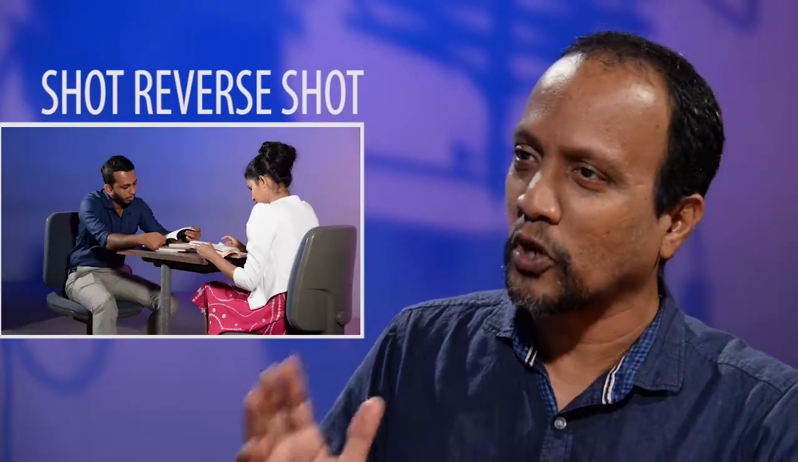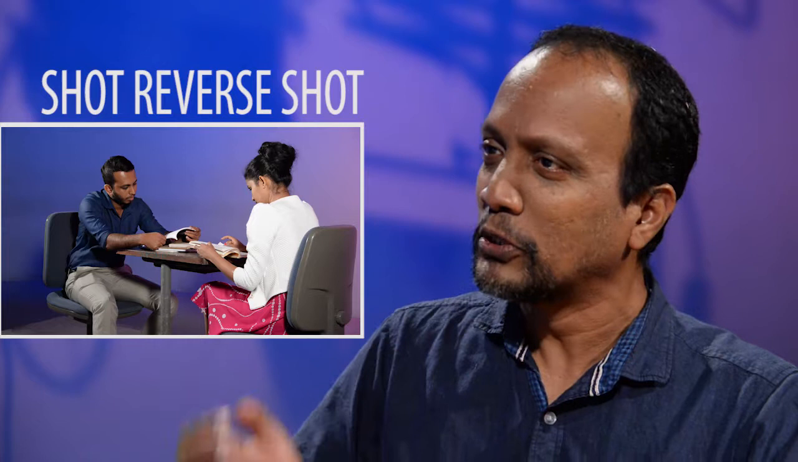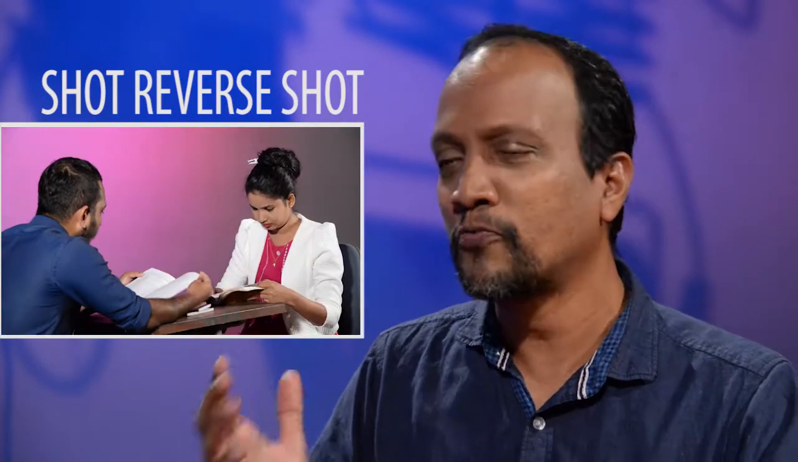When you're editing a dialogue, what would be the most basic strategy that we could use? The most commonly used technique in a dialogue is shot reverse shot. Shot reverse shot is an editing technique where two characters are shown from each other's perspective or viewpoints.